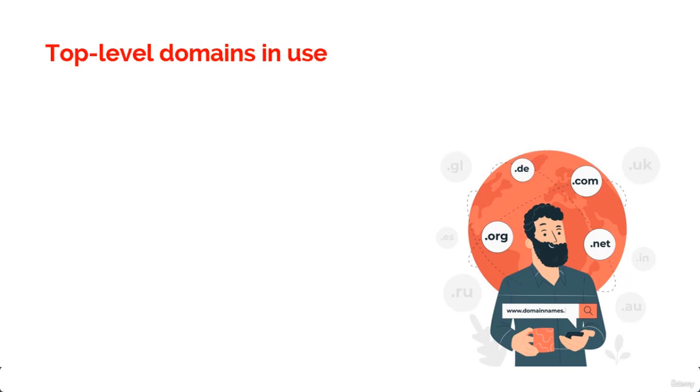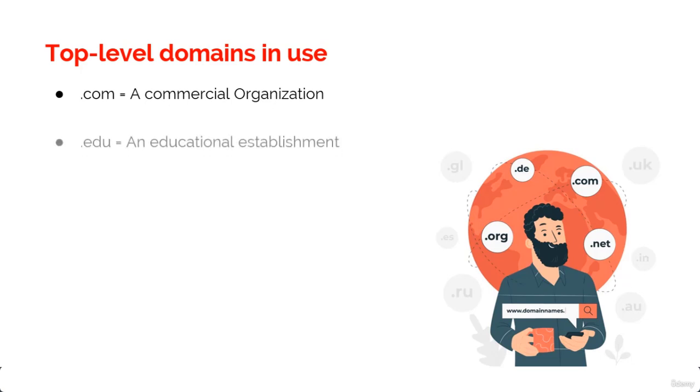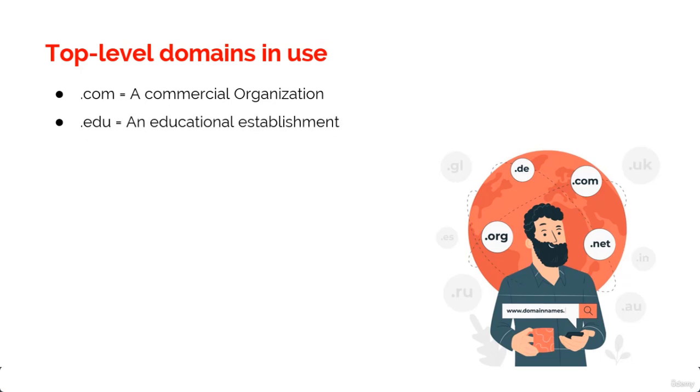Now, which are the top level domains in use? On the internet, domains are arranged in a hierarchical tree structure. The following list includes some of the top level domains in current use. .com is a commercial organization: Amazon.com, Google.com, Microsoft.com, Apple.com.